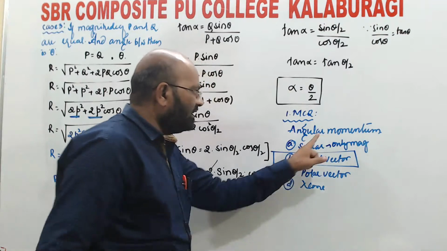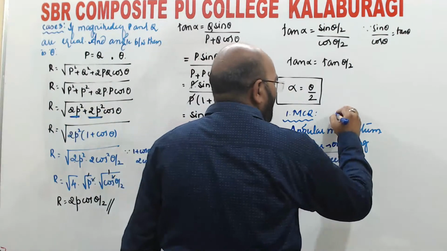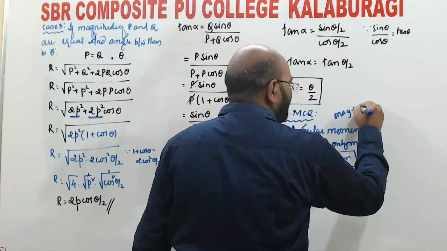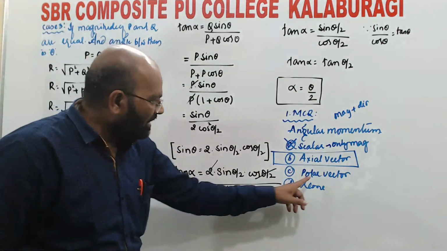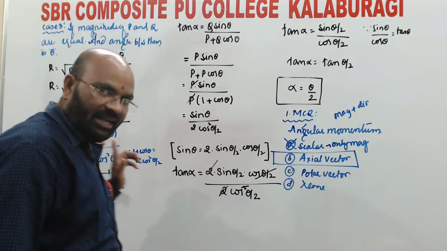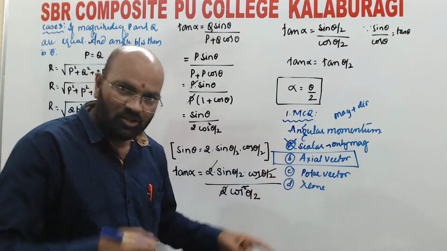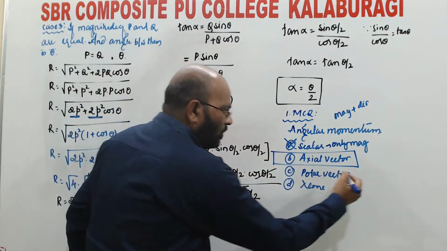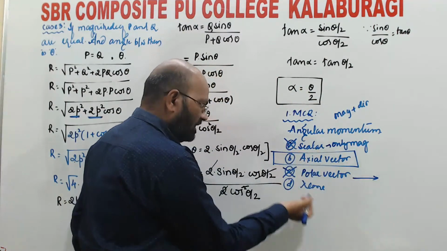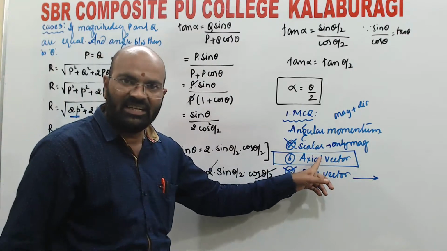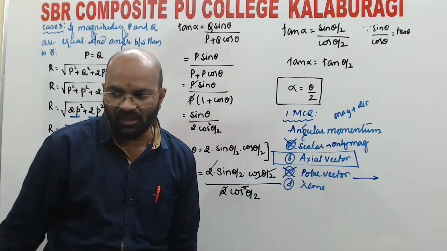Angular momentum has magnitude plus direction, so it is not a scalar quantity. A polar vector produces a straight line effect, but here the quantity is also rotating, so it would only produce a straight line effect. Hence, that is also not possible. Of course, the only remaining correct answer is the axial vector.